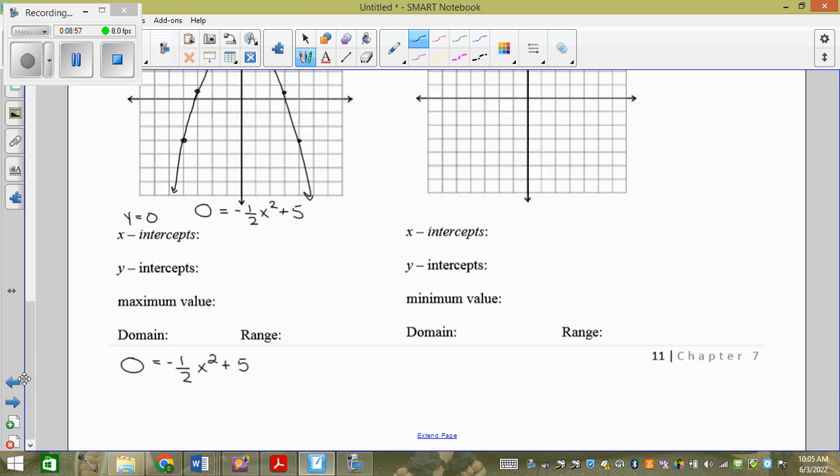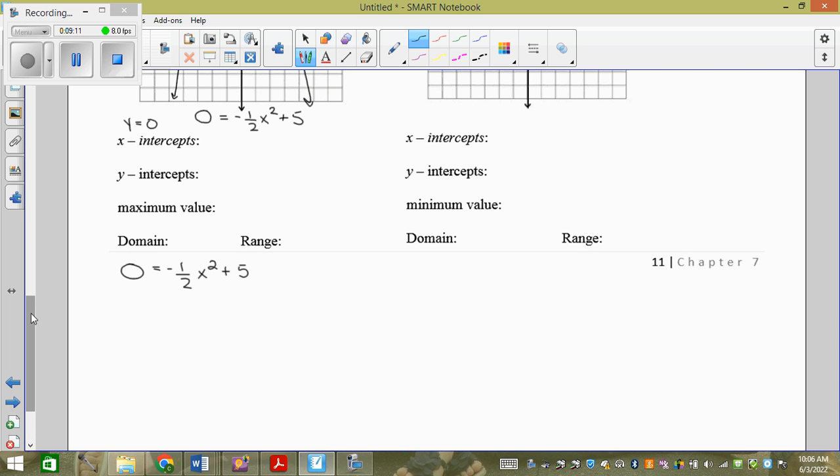Then I need to isolate the x squared. Now you move everything to one side. You could set this into the quadratic formula. Your a would be negative 1/2, your b would actually be 0, and your c would be 5. So if you were stuck, you could always do that. But because this one doesn't have an x, I can just isolate the x squared. So I can subtract 5.